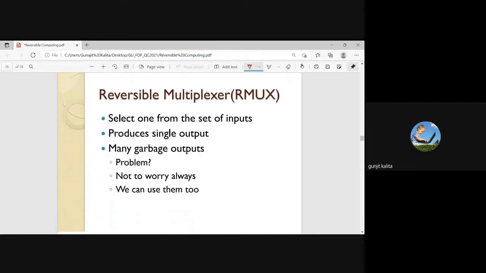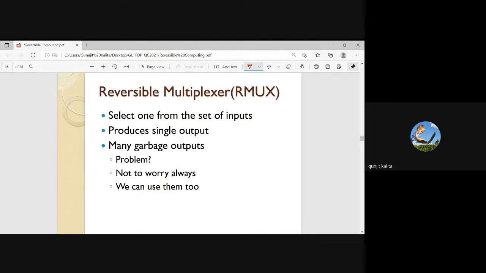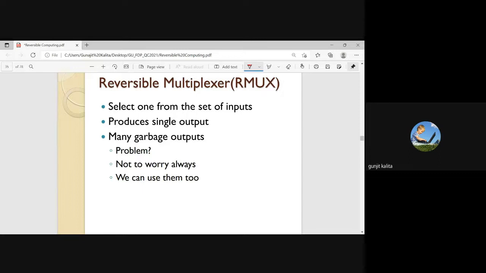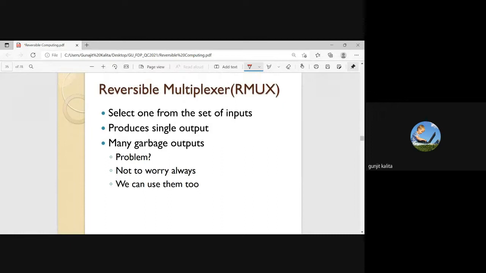Anyway, the next important circuit is the reversible multiplexer, because we are going for a reversible arithmetic and logic unit. In a multiplexer, from a set of inputs we choose one to produce a single output. But if we design a reversible multiplexer, lots of garbage outputs may be there. If the dimension of the multiplexer is, say, 32, there will be 32 inputs and 32 outputs, of which only one is used. The other 31 may not be used for this particular application. So yes, it is a loss of power again, but in this situation we can't help it. There is no ancilla, but this much garbage. But we need not always worry.